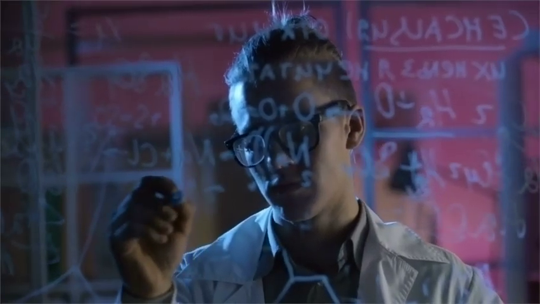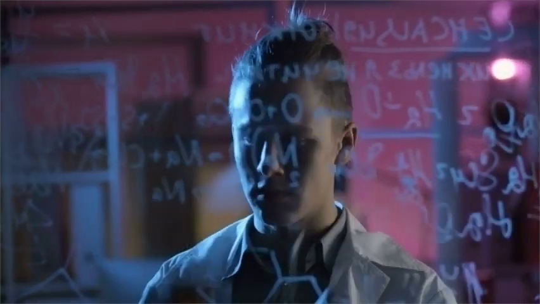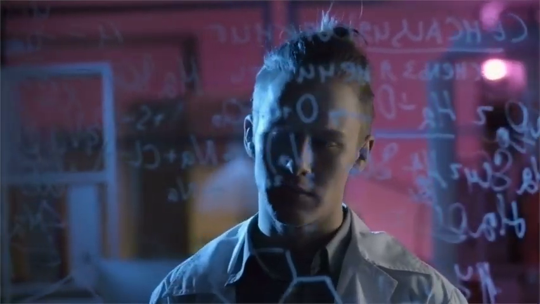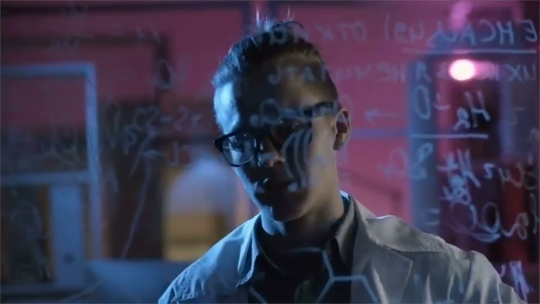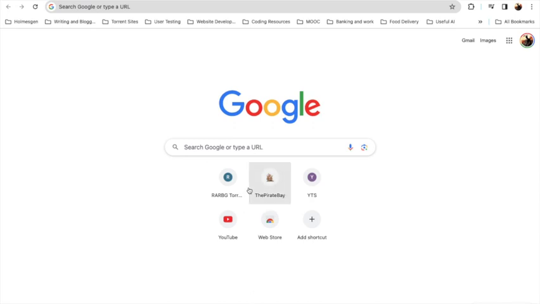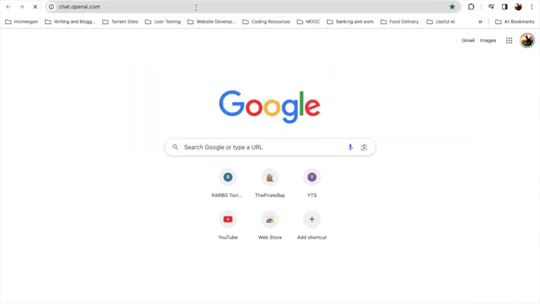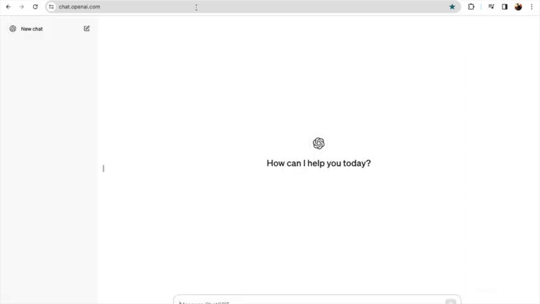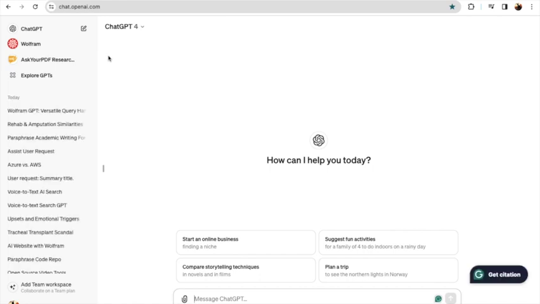Whether you're a scientist, educator, student, or just a curious mind, Wolfram GPT opens up a world where complex calculations, data analysis, and instant knowledge are at your fingertips. So, to get started, simply go to ChatGPT, and in order to access these GPTs, you will need to have GPT-4, which means you must have a paid subscription to ChatGPT. And I have a paid subscription to ChatGPT.